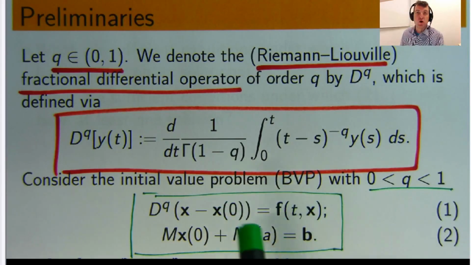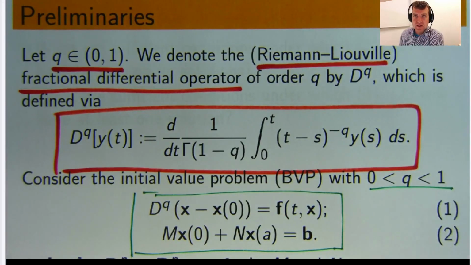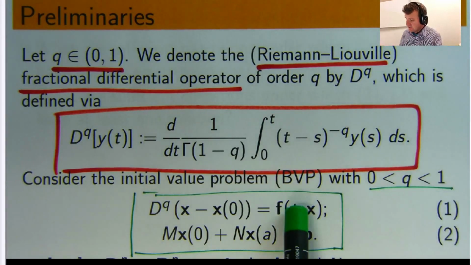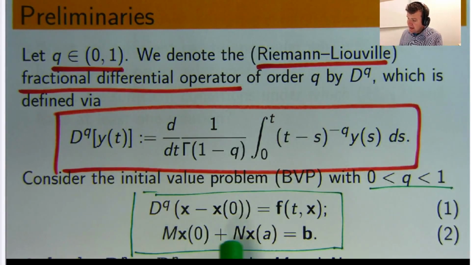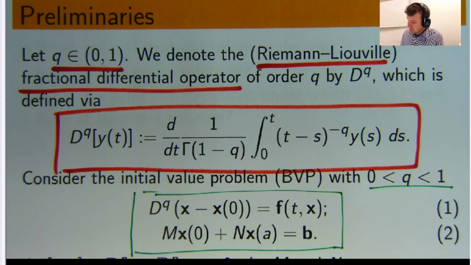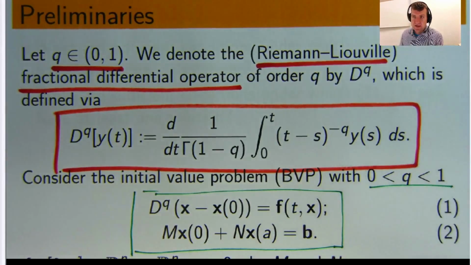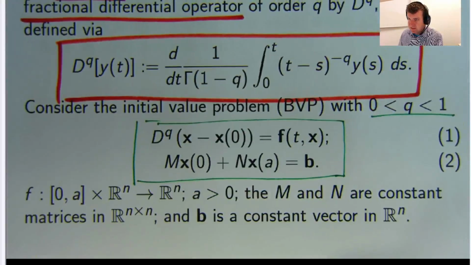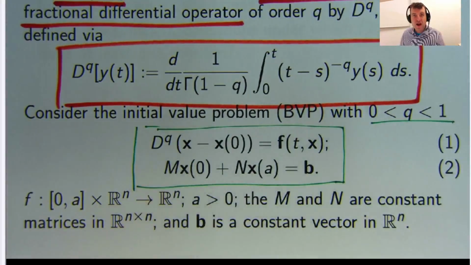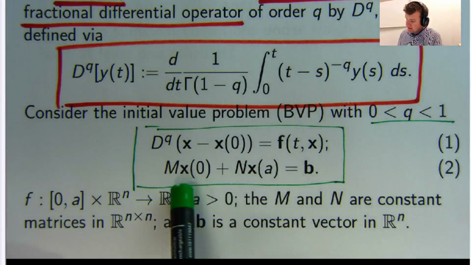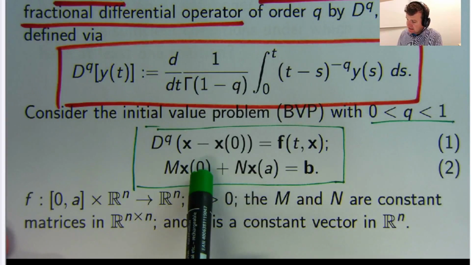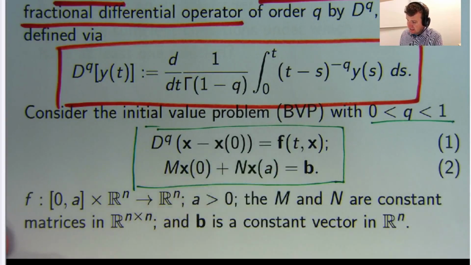You've got some nonlinear, continuous, vector-valued function f on the right-hand side. Big M and big N are matrices with constant components, and B here is a constant vector. So this is known as a fractional boundary value problem because you know something about the solutions at the endpoints, at t equals 0 and t equals little a.